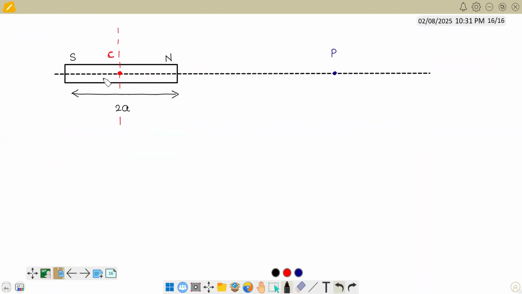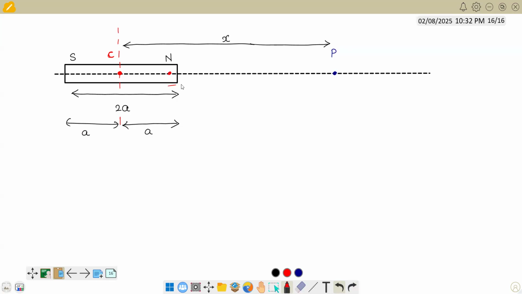Now, if this is 2a, the half of this exactly would be a, and another half would be a. All the measurements in these problems, we will do from the center of both the poles. From the center of the poles, let us assume the distance is x. If I assume this distance is x, what would be x1? X1 is the distance between, actually the poles would be slightly inside, as we have studied earlier.